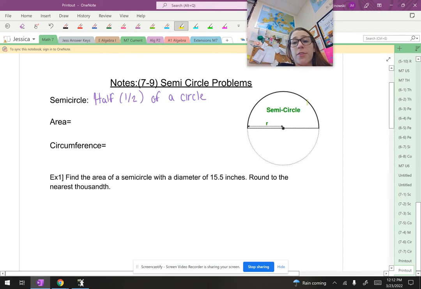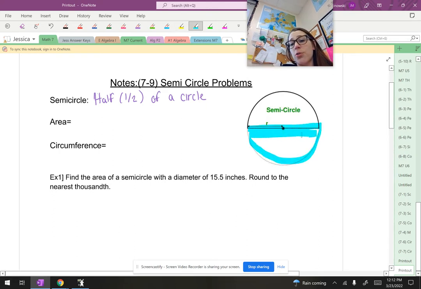So it's like we have the entire circle, we're taking that and cutting it in half, leaving us with just that semicircle. It would also be the same if you were looking at it backwards too. We could look at the bottom half, that's still a semicircle instead of the top half.